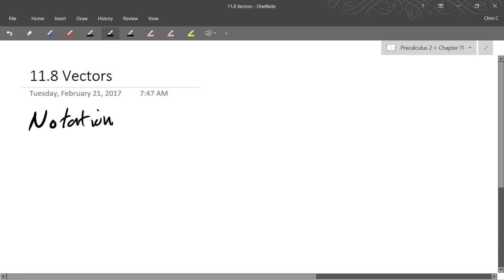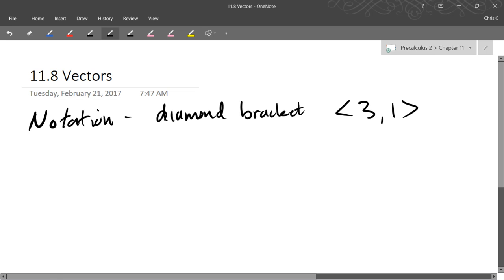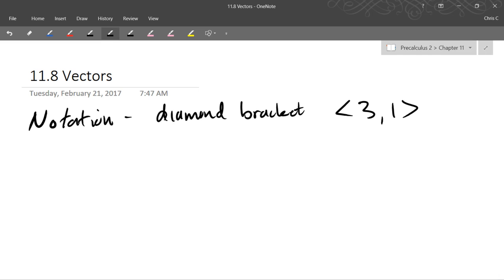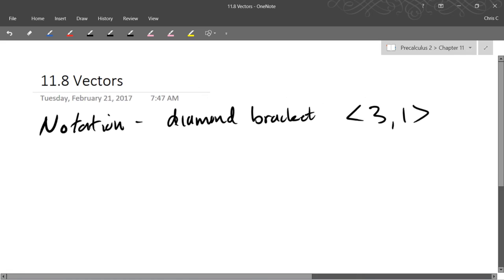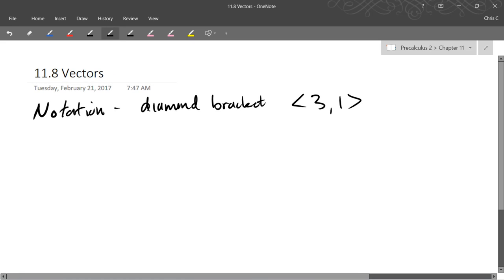So there are two types of notation that we will use. The first one is my favorite, and I call it diamond bracket. And it looks a lot like a point, except the brackets you use are diamond brackets, not parentheses. That's in two-dimensional space. So we can write that symbol that means is an element of two-dimensional space.